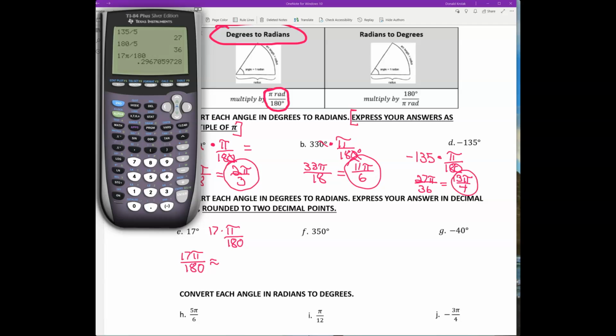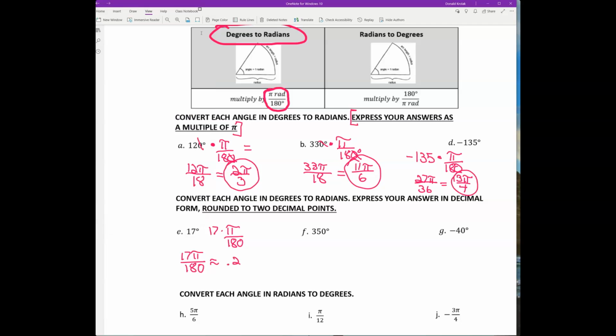So I got 0.296. The 6 tells me to round the second decimal place up, which makes that 2 a 3. So this is going to be 0.30.